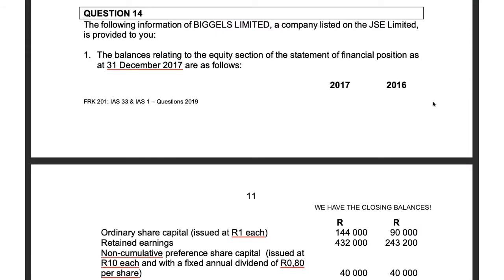The information reads as follows. The following information of Biggles Limited, a company listed on the JSE Limited, is provided to you. Point 1. The balances relating to the equity section of the Statement of Financial Position as at 31 December 2017 are as follows. We have information for both 2017 and 2016. We are given the ordinary share capital, and the ordinary share capital was issued at R1 each. We are given the retained earnings balances. We are given the non-cumulative preference share capital, which were issued at R10 each and have an annual fixed dividend of 80 cents per share.